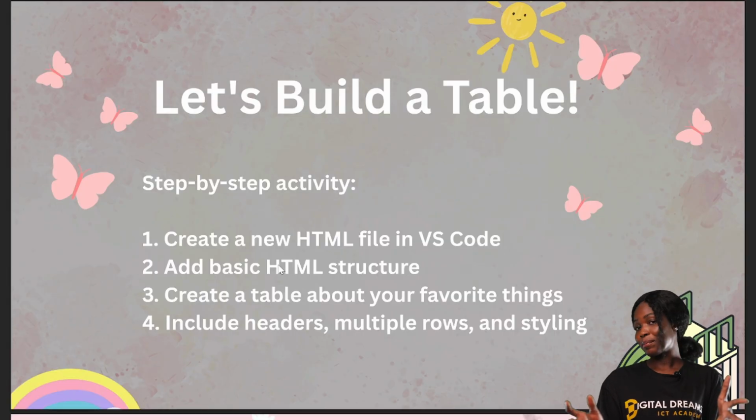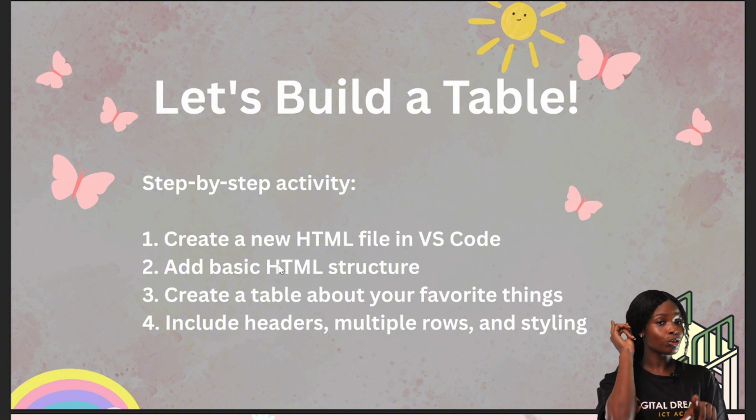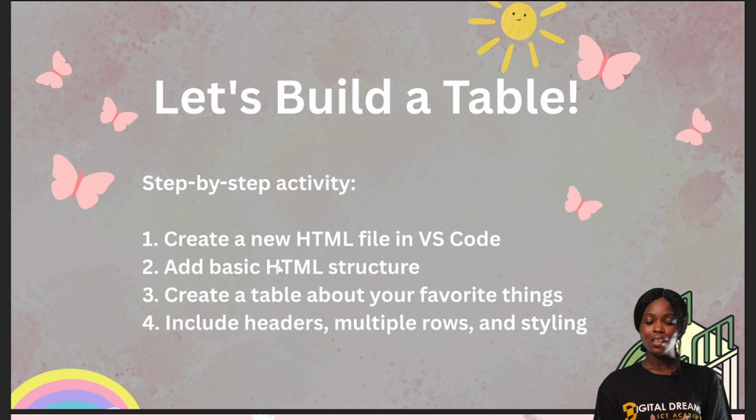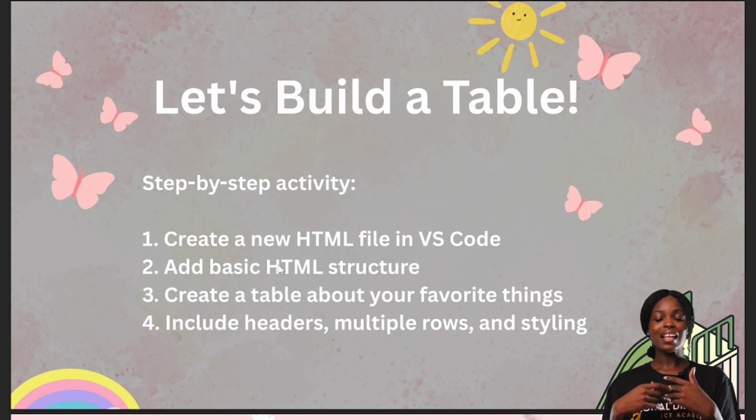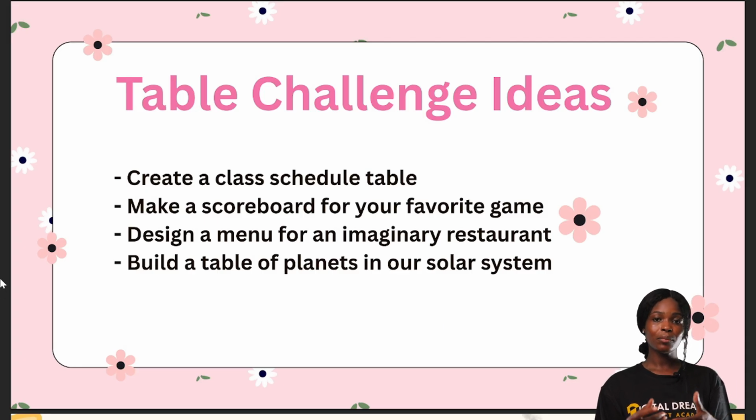Now let's build a table. There's no point going to this one because we have been building a table all along. So I want you to build a table. Just do something for fun, something that has a header, multiple rows, and just give it that styling I already gave you. Just color the cells, and that's fine. Now these are table ideas that you can create. Create a class schedule table. You can make a scoreboard for your favorite game. You can also design a menu for your imaginary restaurant, and you can build a table for planets in our solar system.